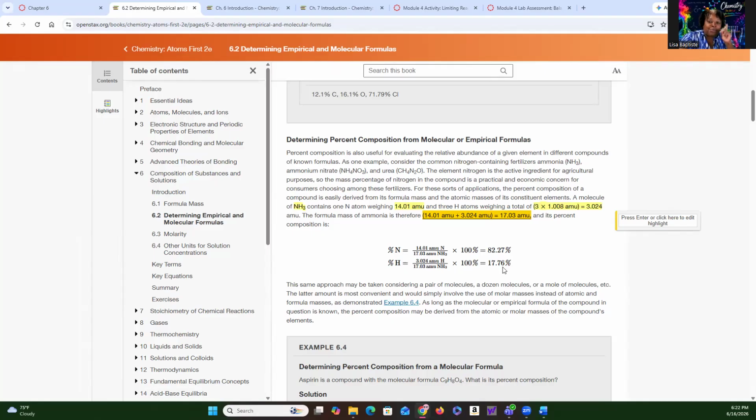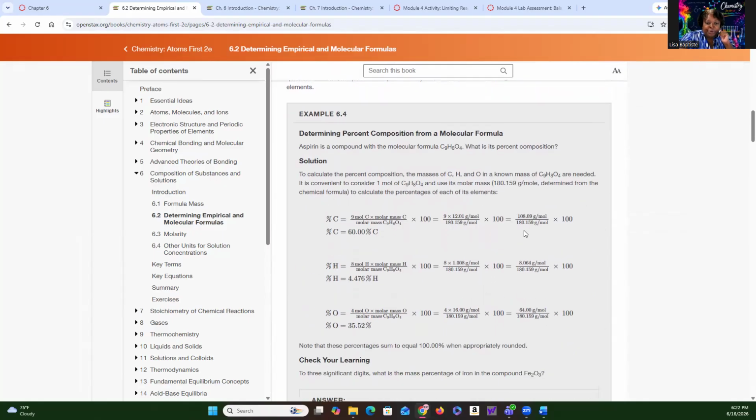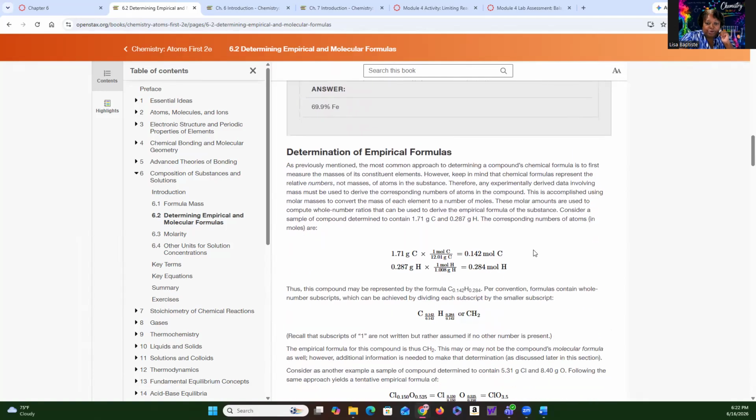17.76. Just like we looked at previously with the carbon and the hydrogen, if you just have two elements here, you can always say 100 minus the 82.27, and we will get 17.76. And so go through, there's a couple examples here that you want to go through so that you can get good practice.